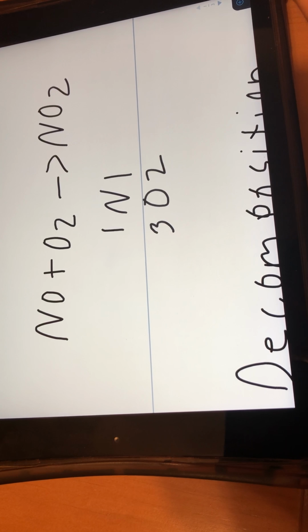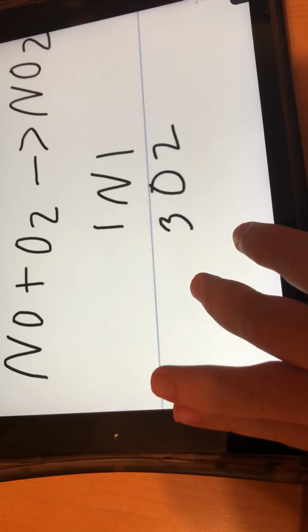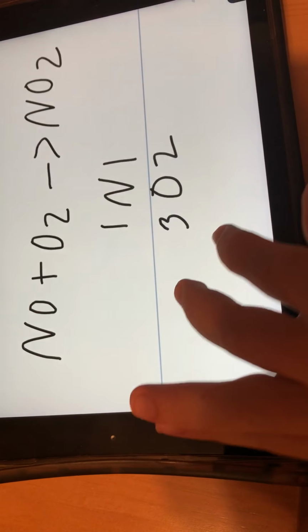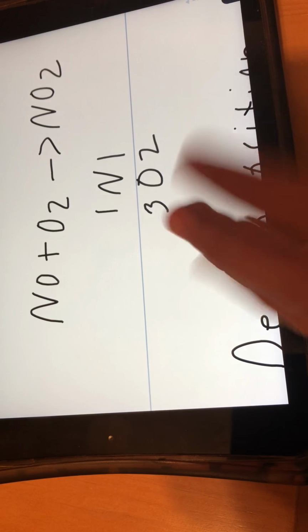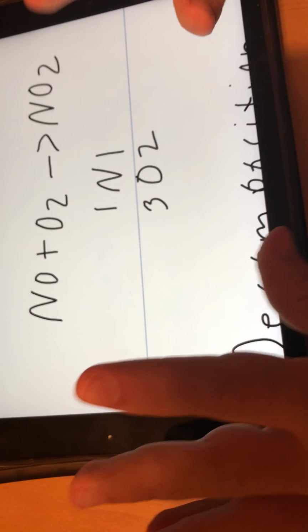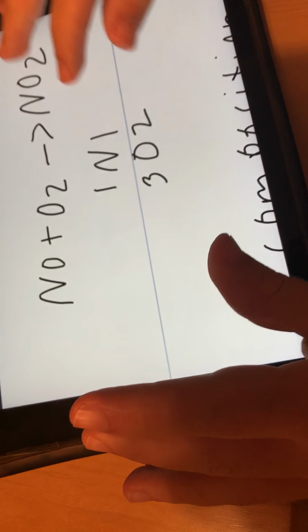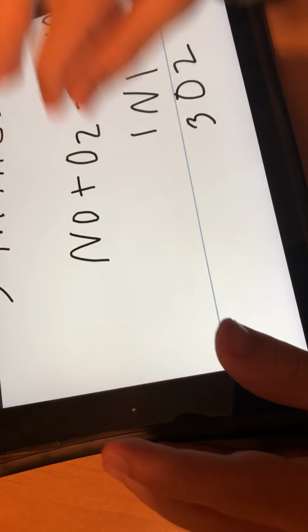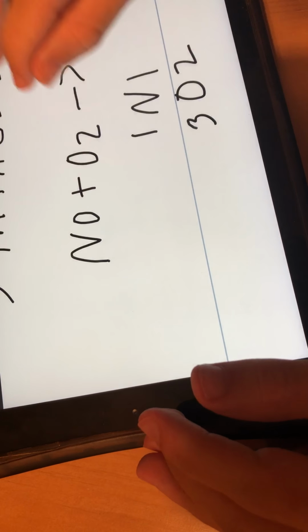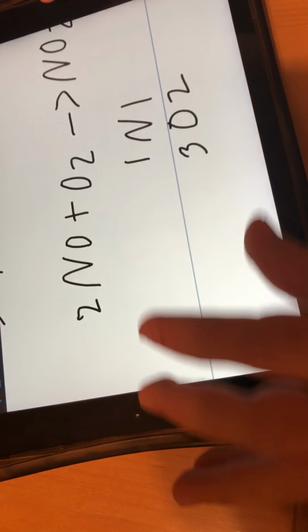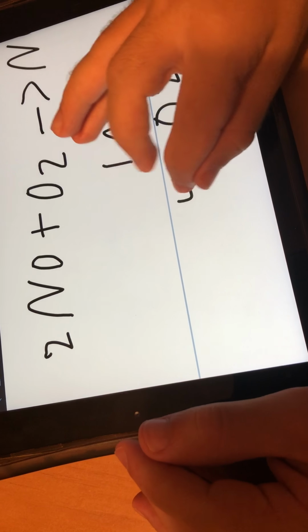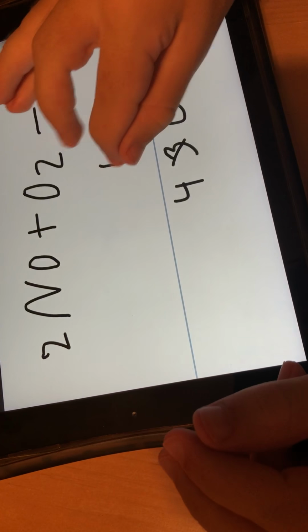So how are you going to make that 3? What do you see here? We see 3 and 2. You're going to say 6, right? Not necessarily. You don't have to do it by 6. What you can do is put a 2 in front of the NO, so that's going to make the oxygen 4. But that's also going to change the N to a 2, because it affects everything. So now both of them are unbalanced.